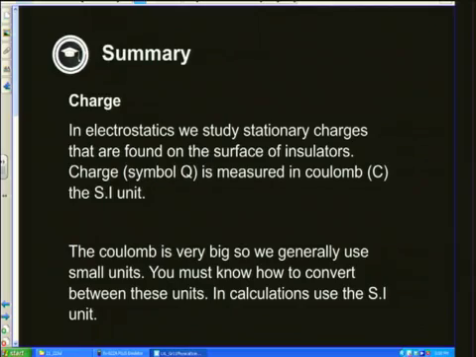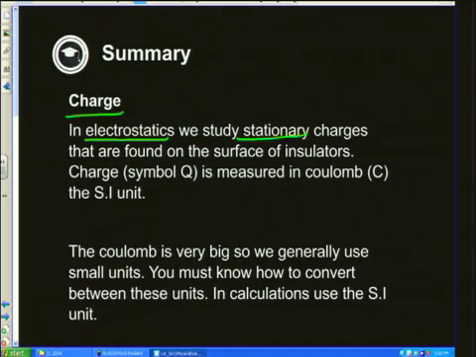Let's quickly go through this summary here. What is a charge? Let's look at what this thing called a charge is all about. In electrostatics, of course, we're talking about stationary charges. We're talking about those charges that are not moving. So we're not talking about electric current. We're talking about those that are stationary.